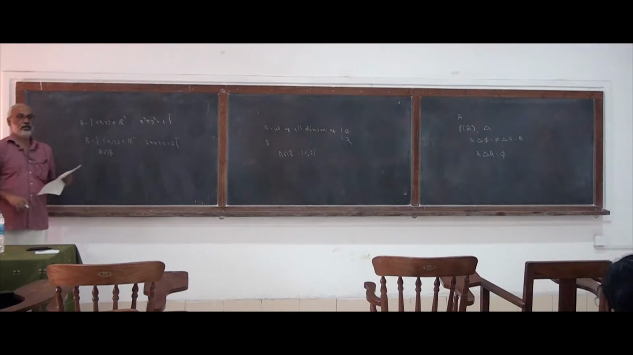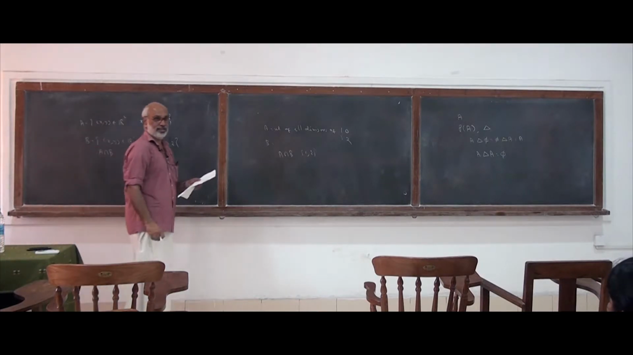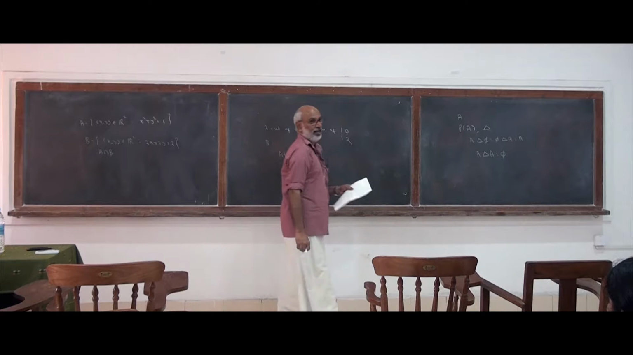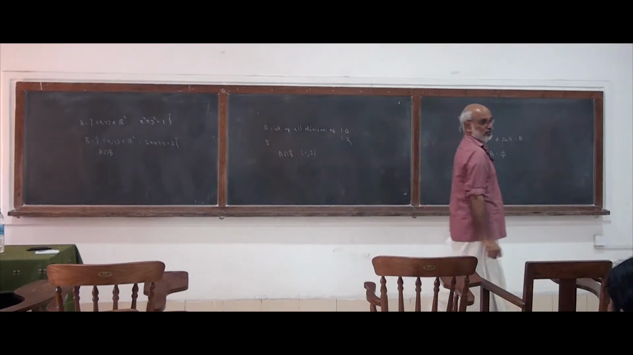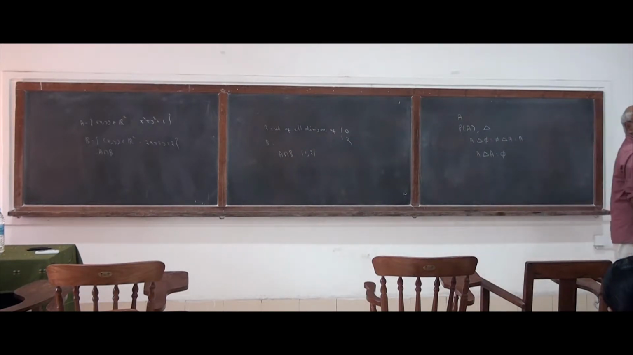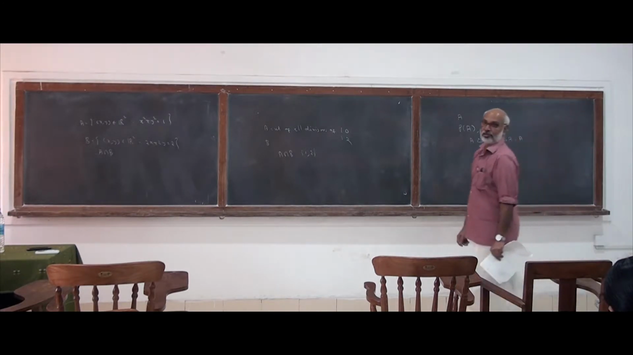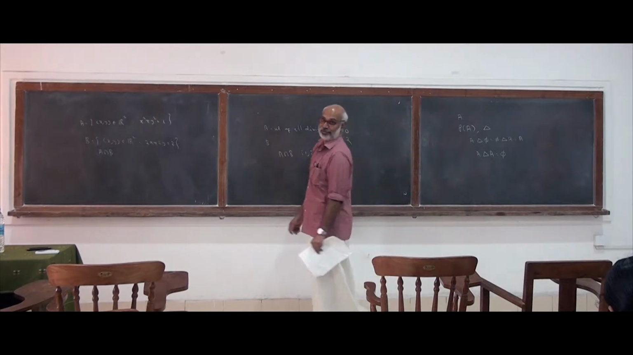If you take the set of all multiples of 3 as A and the set of all multiples of 2 as B, then A intersection B will be the set of all integers which are multiples of both 2 and 3, that is, multiples of 6.